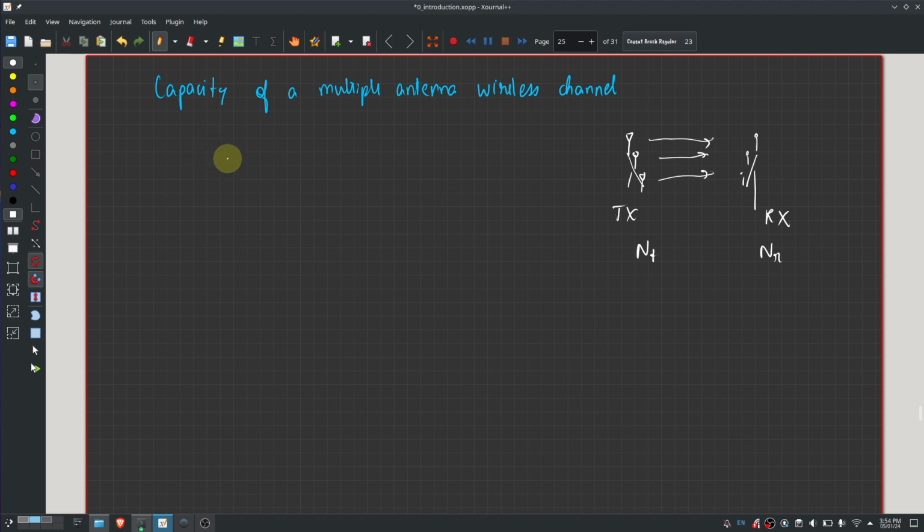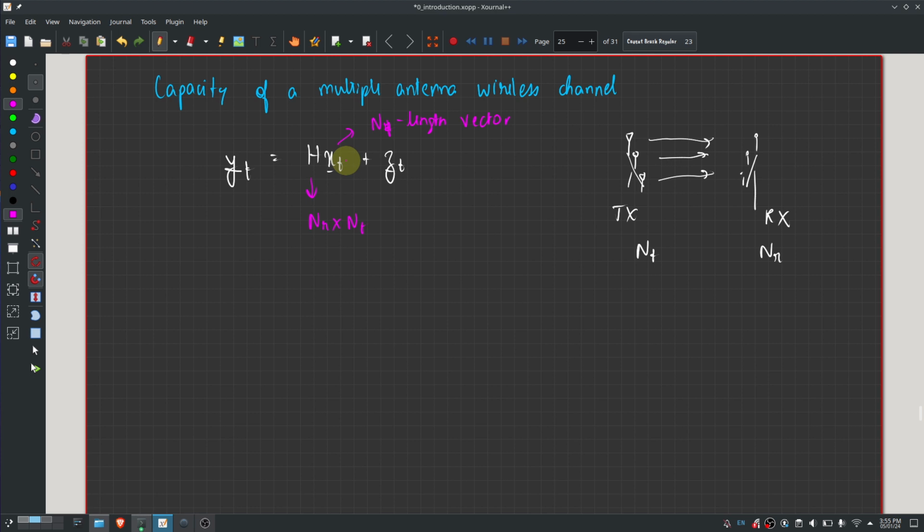So a reasonably good model is, at any time instant t, y_t equals some matrix H times x_t plus some noise vector z_t, where H is an NR cross NT matrix, x_t is an NT length vector, and y_t and z_t are NR length vectors.